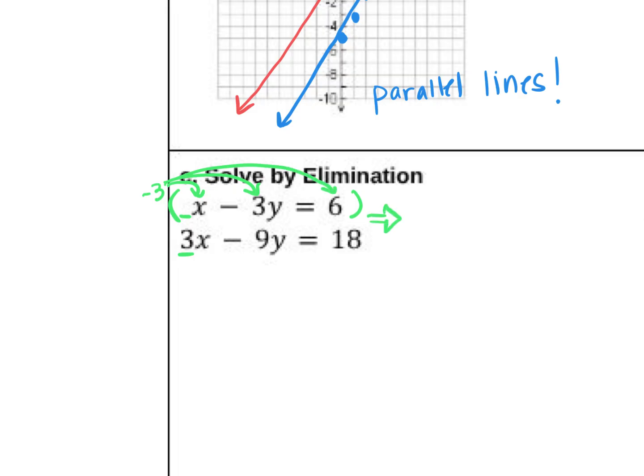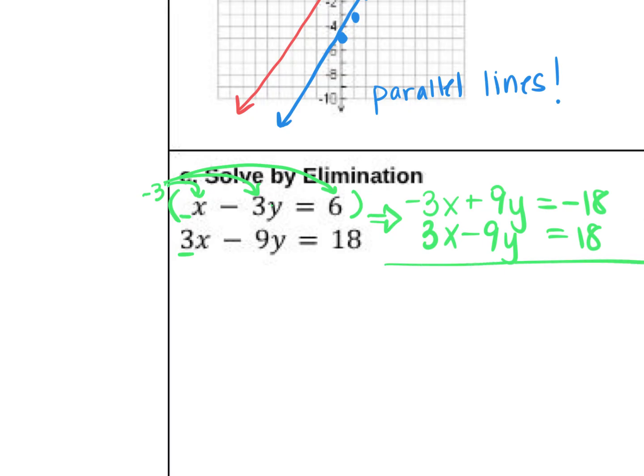Let's do that. We're going to have -3x. -3 times -3y is a positive 9y. -3 times 6 is -18. Oh, and look what's going to happen here. I'm going to add down. Look, -3x plus 3x, boop, cancels. 9y minus 9y, what the heck? Also cancels. -18 equals 18? That cancels too. So you're basically left with 0 equals 0, and that is a true statement.